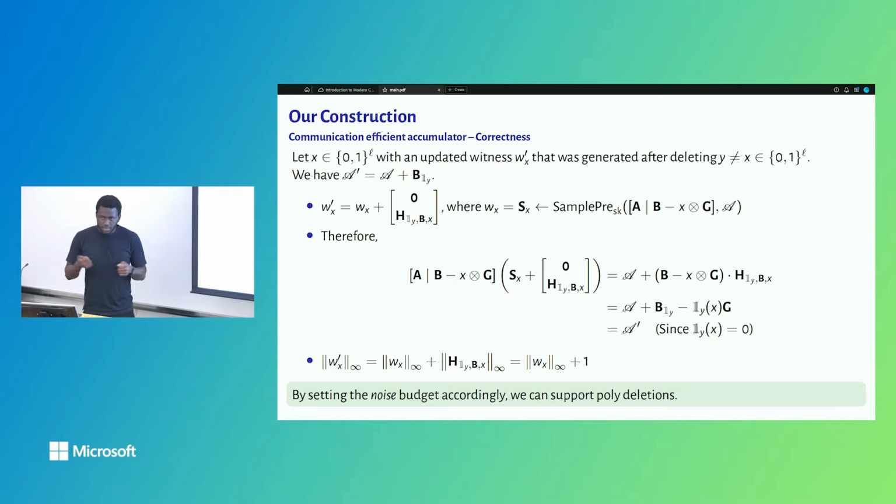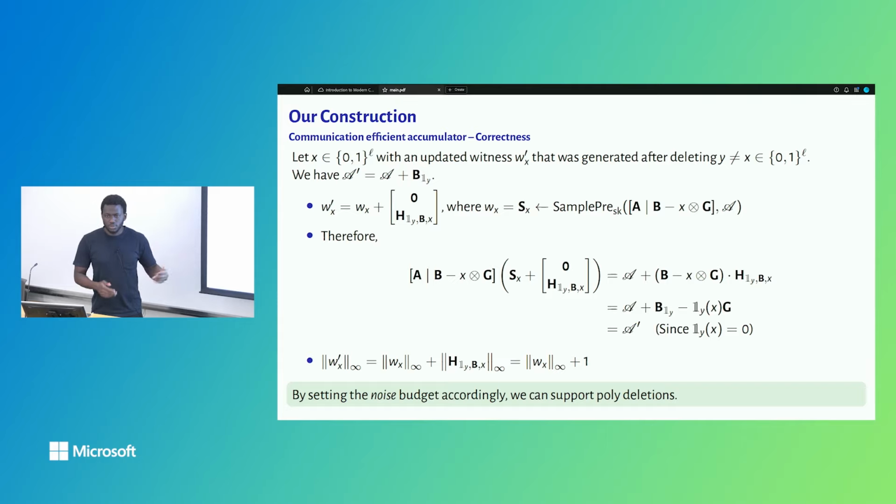So if you set your parameters accordingly, you should be able to support polynomially many deletions. So that's the thing here. We are bounded in the number of deletions that we can perform, whereas for other constructions from strong RSA or q-strong Diffie-Hellman, there's no bound on the number of deletions that you can perform. Okay?